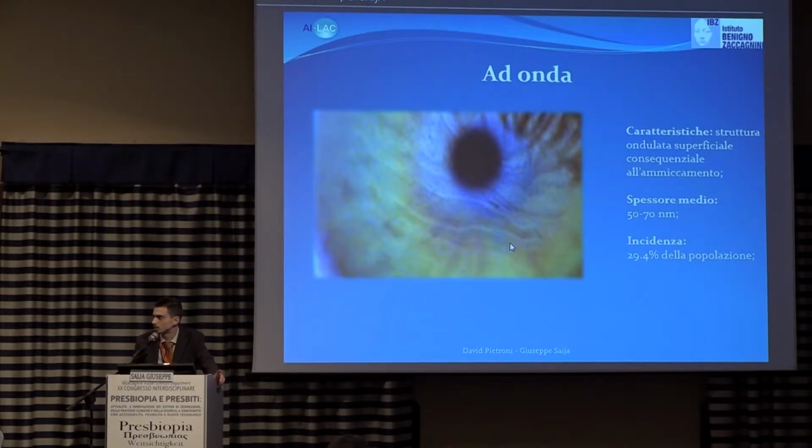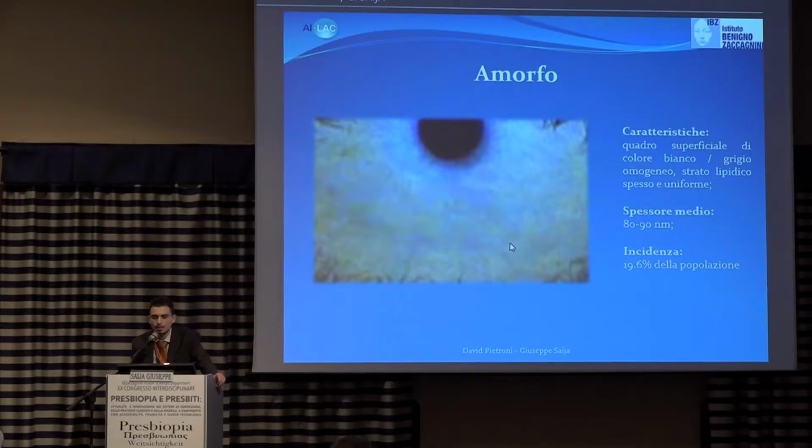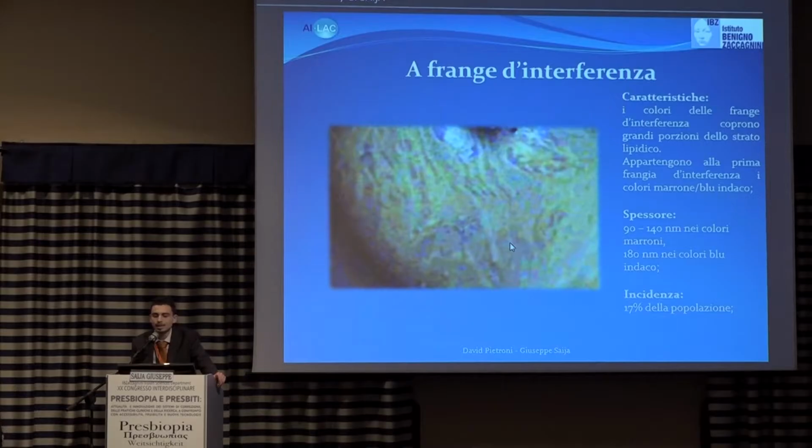Then you have the wave pattern. It's a very common one with normal thickness between 50 and 70 nanometers. The structure is wavy, and it's due to the action that the lid performs on the ocular surface. The best pattern we may encounter is the amorphous one, where nothing special is observed. The surface is rather smooth and polished, and basically the lipid layer is very stable. The thickness is optimal. It ranges between 80 and 90 nanometers.